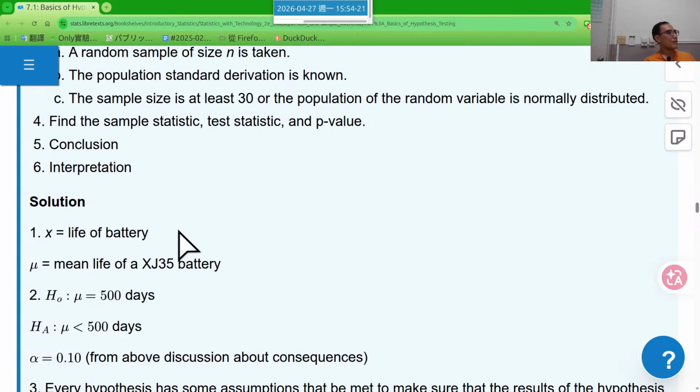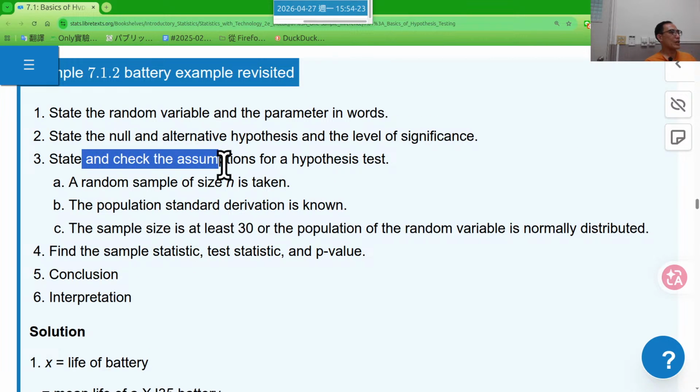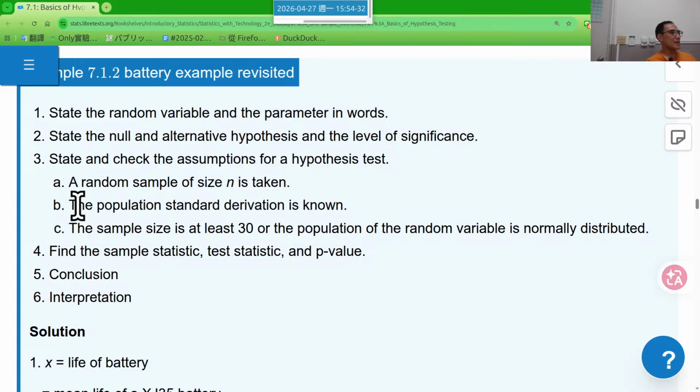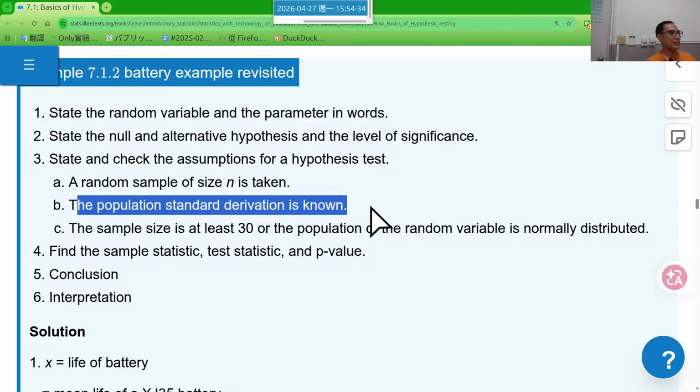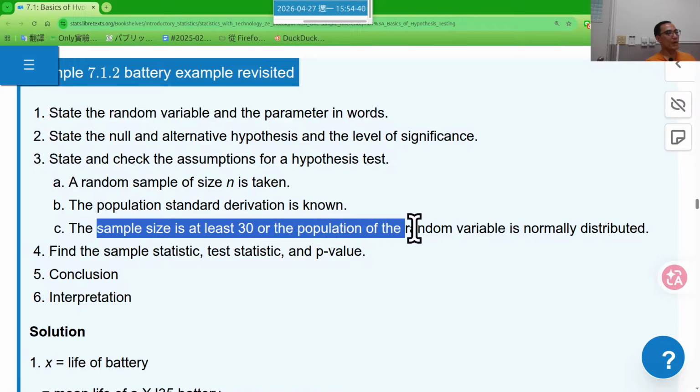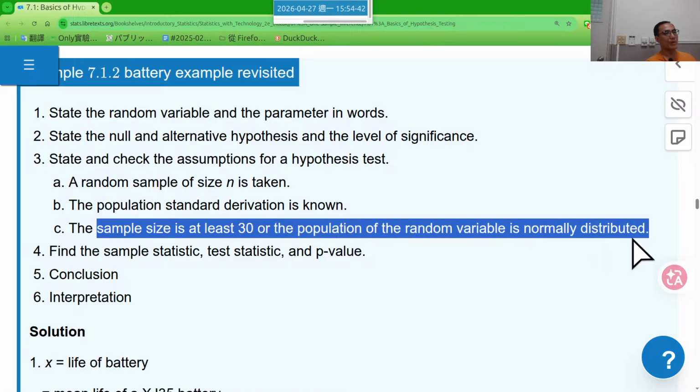Okay. Question number 3. State and check assumptions for a hypothesis test. First, a random sample of size n is taken. Second, the population standard deviation is known. Third, the sample size is at least 30 or the population of the random variable is normally distributed.